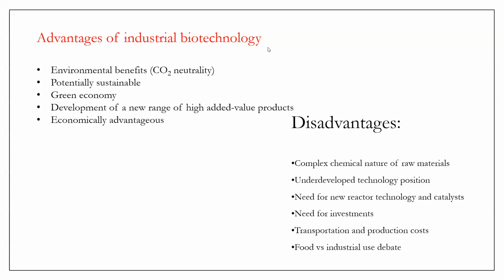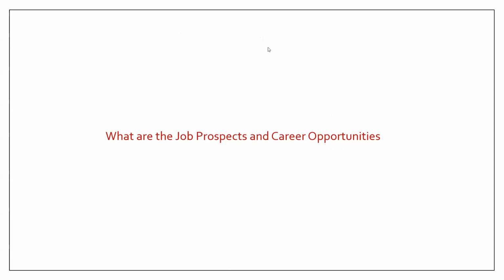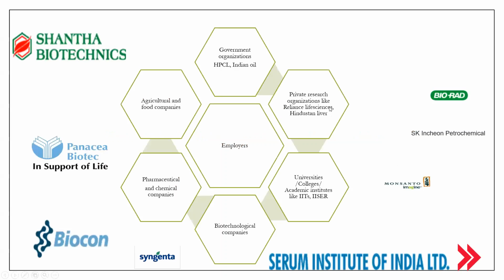And most of the time, the source of the raw materials is food. So there's a lot of debate on whether this raw material can be a source of food. For example, bioethanol: the USA is producing bioethanol from corn, and Brazil is producing it from sugarcane. Corn and sugarcane are used as food, so there is a lot of debate about what the alternative is if you use them for bioethanol production. In that case, a lot of agriculture-based materials are being used. So there are a lot of disadvantages also associated with industrial biotechnology, and there we, as biotechnologists or industrial biotechnologists, have to play a major role. This will open a new avenue, with job prospects and career opportunities in this sector. There can be a lot of employers in this sector.